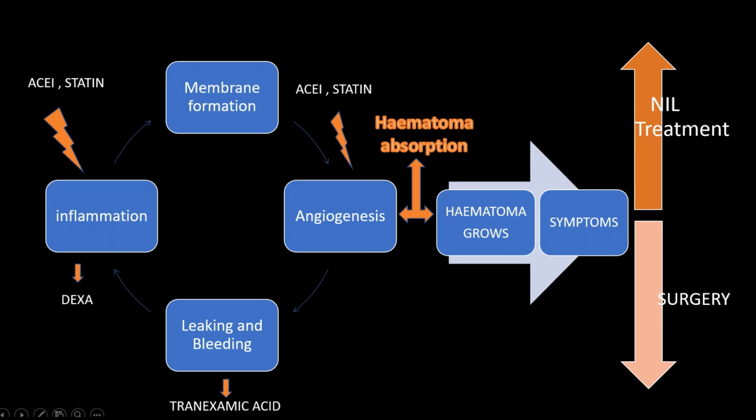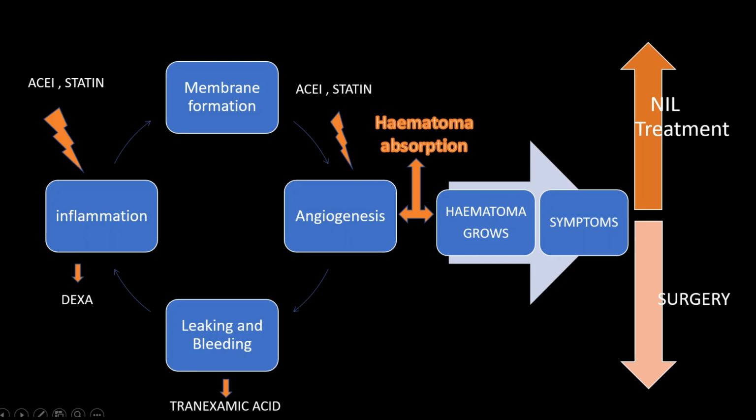Traditionally, there are many methods by which you can tackle this. One is ACE inhibitors and statins, which can reduce inflammation and angiogenesis. You can give tranexamic acid to prevent leaking and bleeding. You can give dexamethasone to relieve the inflammation. All these will tilt the balance towards either hematoma absorption or growth of the hematoma. You do surgery, you tilt the balance towards hematoma absorption. If you're not doing anything, the symptoms will worsen and the hematoma will grow.